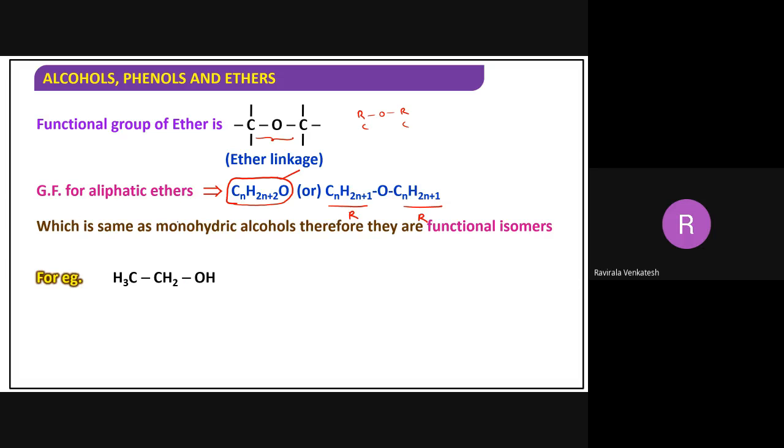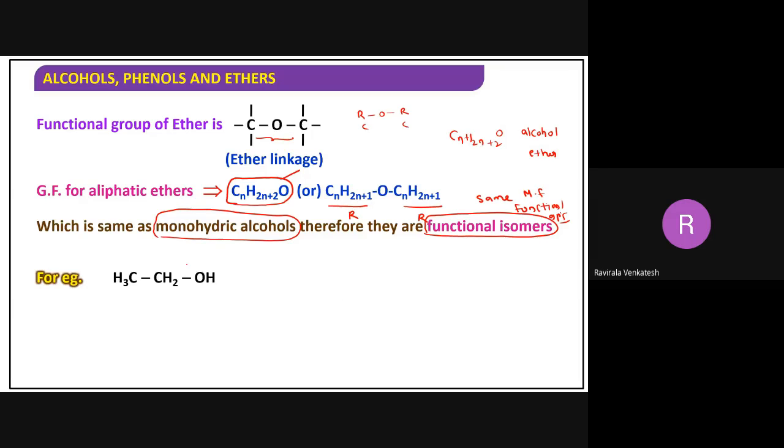Now when you observe ethers and alcohols, monohydric alcohols, which have one OH group, have the same molecular formula. So CnH2n+2O we can use for alcohols, or we can also use it for ethers. What is the reason why? Because both are functional isomers. Functional isomers have the same molecular formula, but their functional groups will be different.